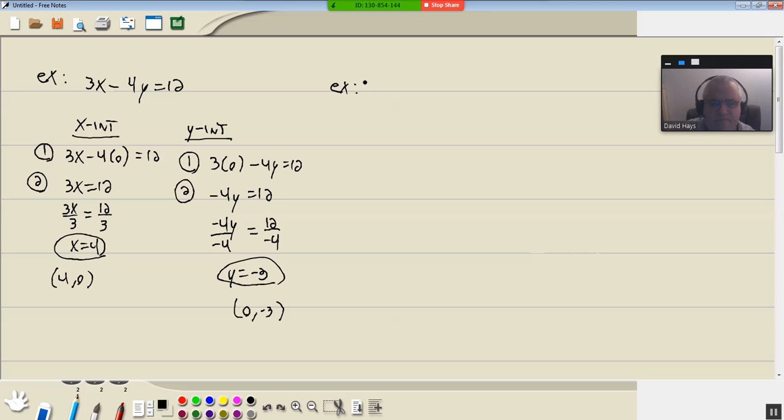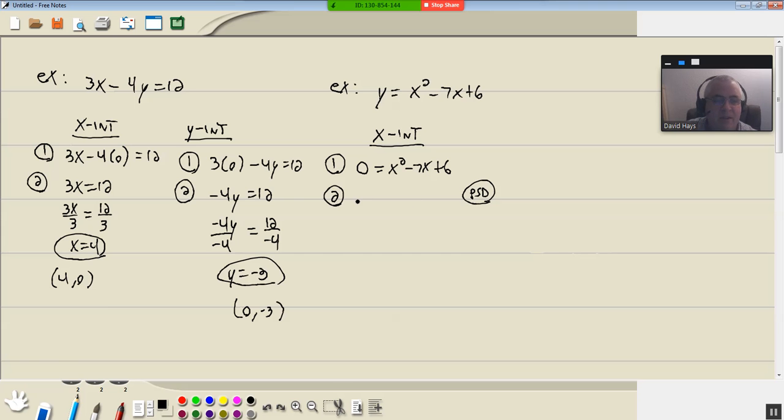Now if I had something of this form, y is equal to x squared minus 7x plus 6, and we were to find the x-intercept. You plug 0 in for the other variable, so plug 0 in for y. So we got 0 is equal to x squared minus 7x plus 6. Now to solve this one, we'd have to factor it. This factors using the PST method as x minus 1 times x minus 6.